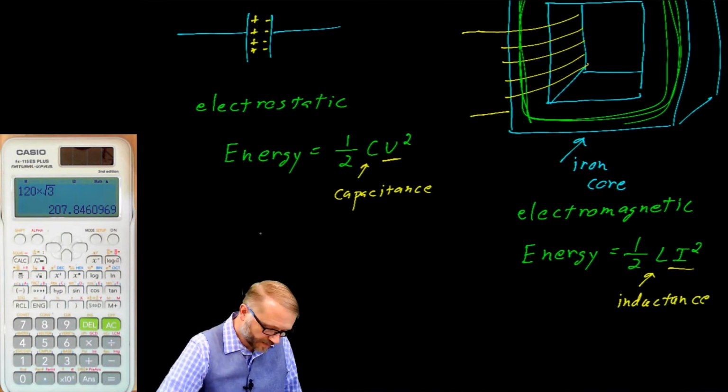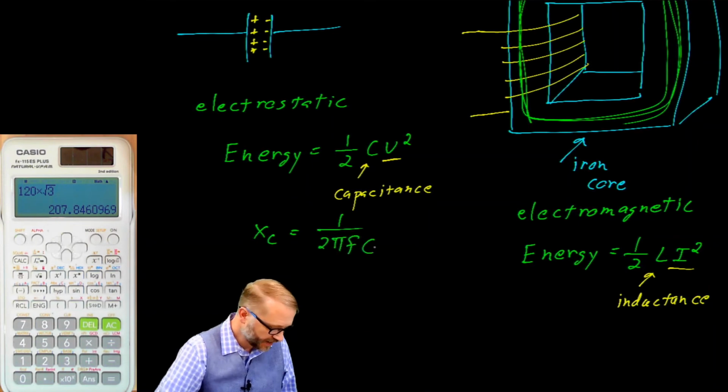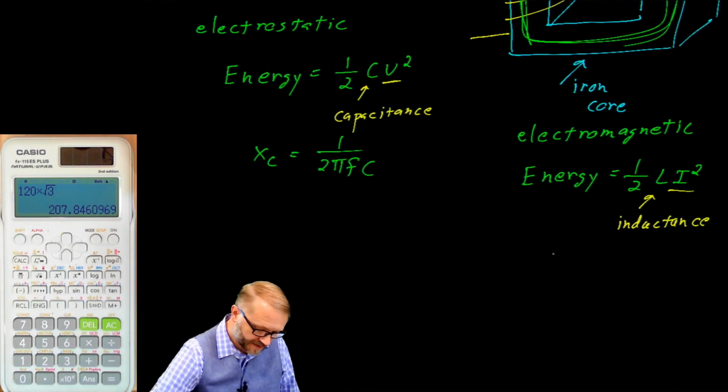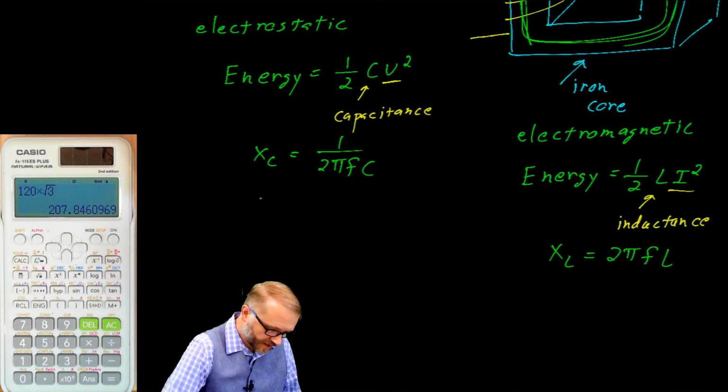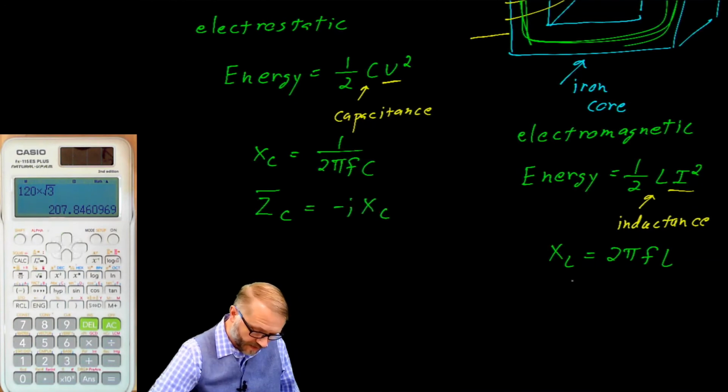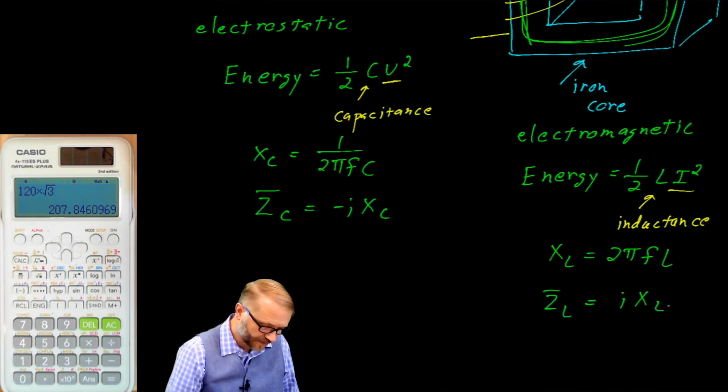I believe we talked about capacitive reactance. That is equal to 1 over 2 pi fC. And inductive reactance, XL, is 2 pi fL. I believe we talked about impedance. The impedance of a capacitor is negative jXC, and the impedance of an inductor, ZL, is equal to jXL.